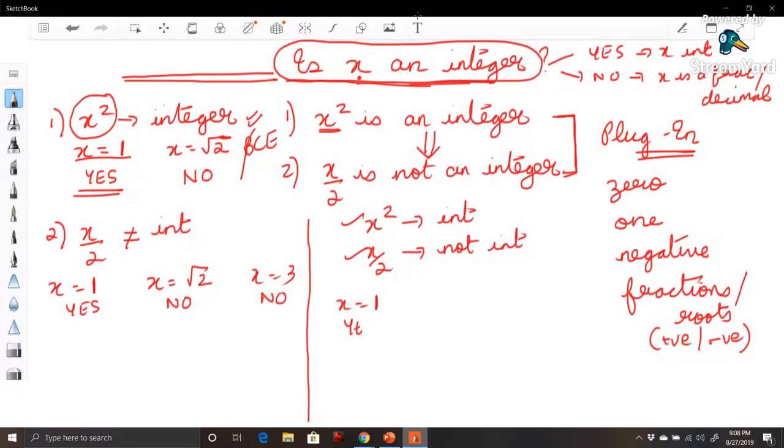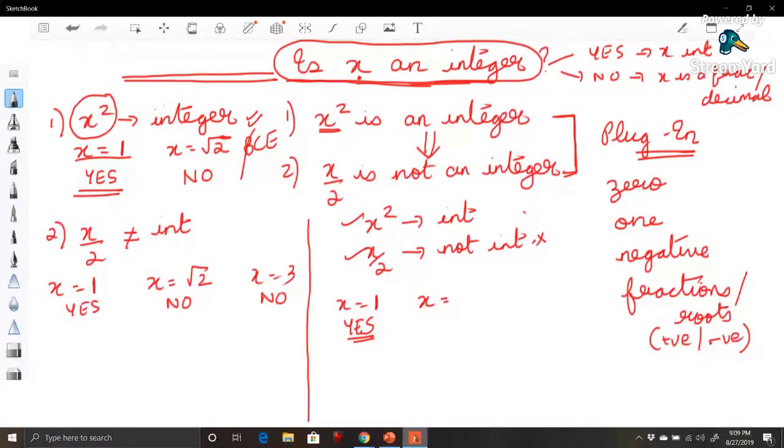So this gives me a yes to the main question, because x is an integer. Now again, I'll have to think of a value which satisfies both statements but gives me a no to the main question. I cannot use a fraction, because x square is an integer, which means x can't be a fraction. I cannot use, say, x equal to 2, because 2 square is an integer, but 2 by 2 is an integer, right? So it's not going to satisfy the second statement.